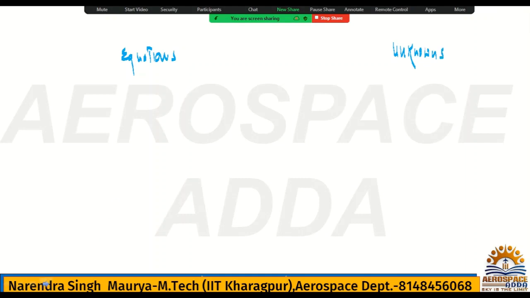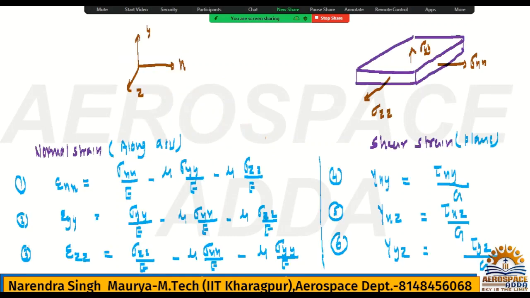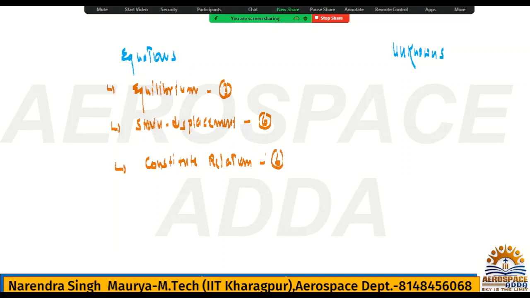Equations and unknowns. First we'll talk about the equilibrium equations; we have 3. Second, the strain displacement equations. Just now we have seen it is 6. And third, the constitutive relations, which are also called stress strain relations. Just now I have shown you it is 6. So if you check the total number of equations, we have 15 equations.